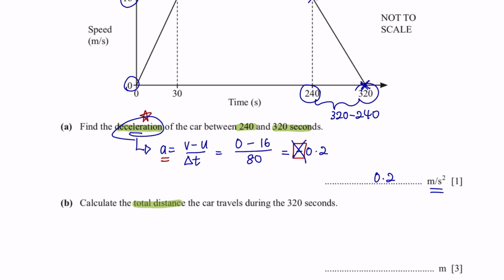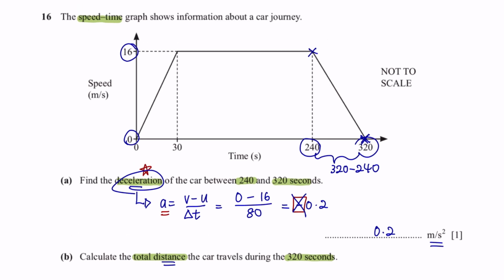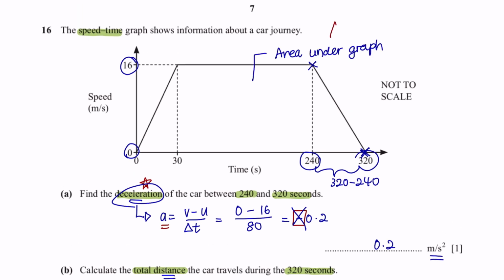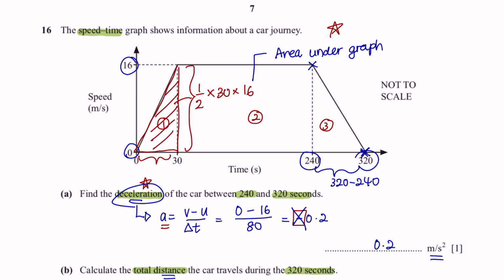Next, calculate the total distance the car travels during the 320 seconds. To calculate a distance for a speed-time graph, we're going to have to look for the area under the graph. We can divide this into three separate shapes. The first one being a triangle. And to calculate the area of the triangle, we're going to use the formula of a triangle, which is half multiplied by the base, which is 30, multiplied by the height, which is 16.